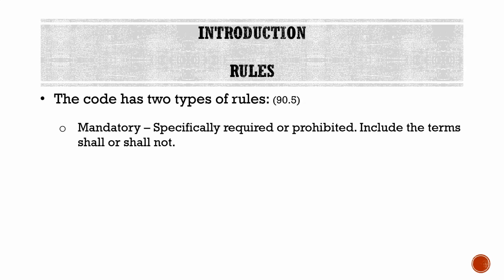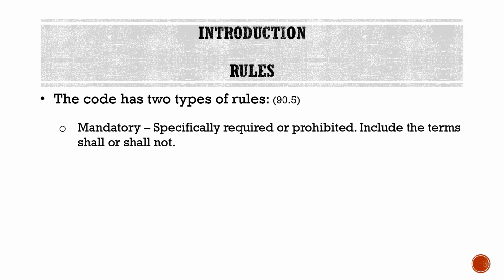Next, we're going to be taking a look at the types of rules that are in the NEC. The NEC has 2 different types of rules that we'll be talking about. The first of which is going to be a mandatory rule. As the word mandatory implies, these rules are specifically required or prohibited, and they include the terms shall or shall not. So essentially, if a rule is a mandatory rule, you have to do specifically what that code says.